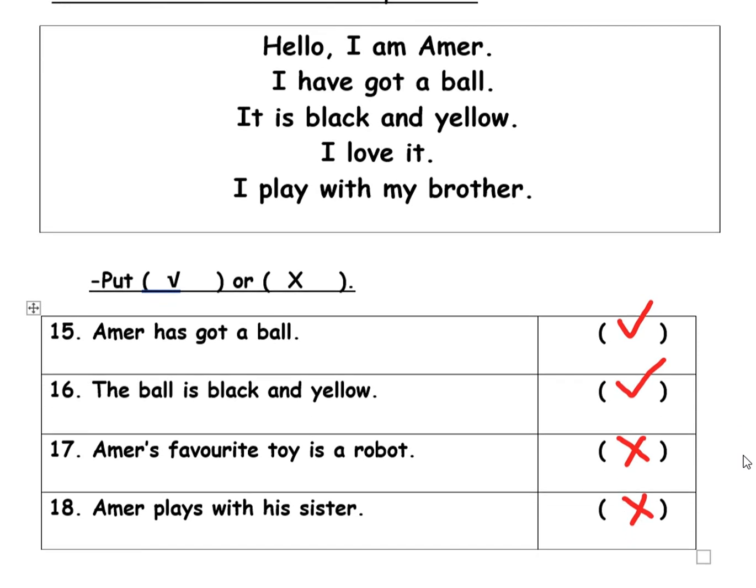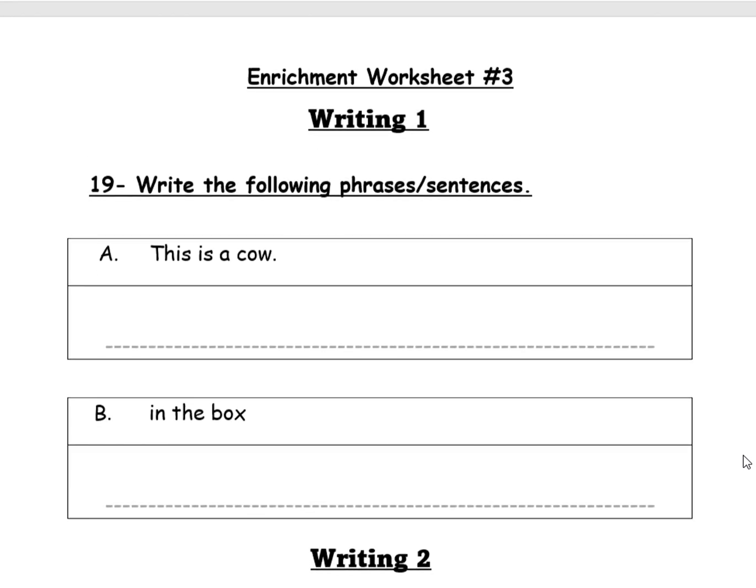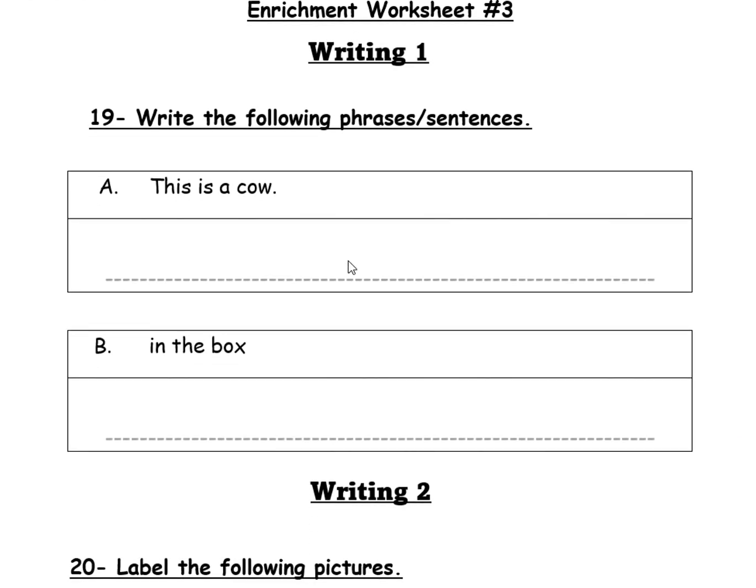Okay, let's move on. Now we have writing activity. What you have to do is this. Write the following phrases or sentences. So this sentence, all you have to do is to write it here with a nice handwriting, of course. And the same with this phrase in the box, you have to write it here, of course, with a nice handwriting. So you write it here, and you do the same with the second sentence.